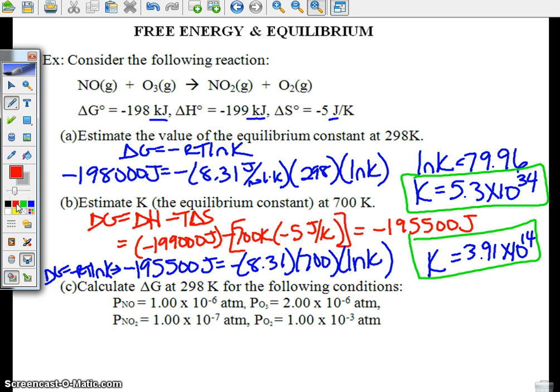So just watch the temperature, watch the units. Make sure when you're using the negative RT ln K, G is in joules, because R is in joules.